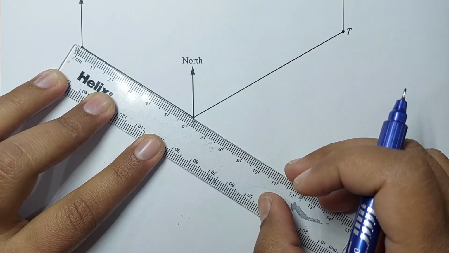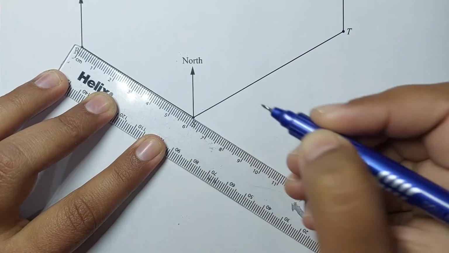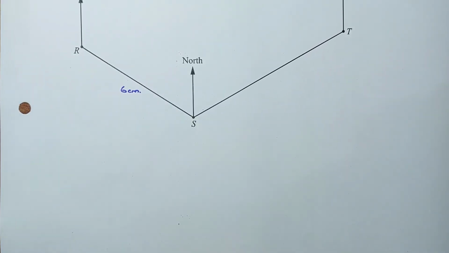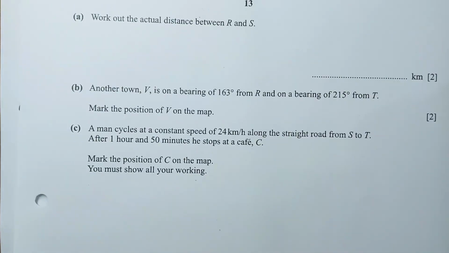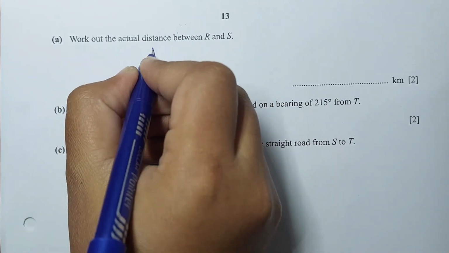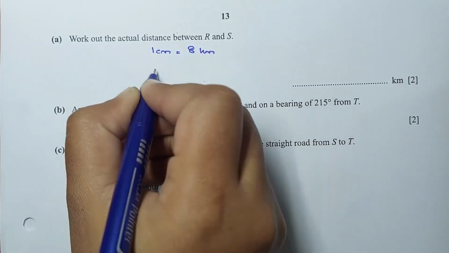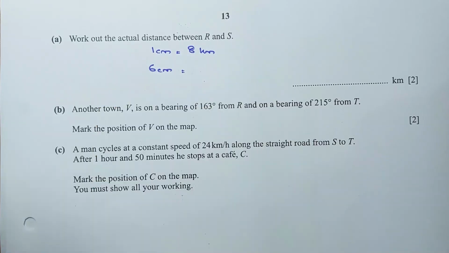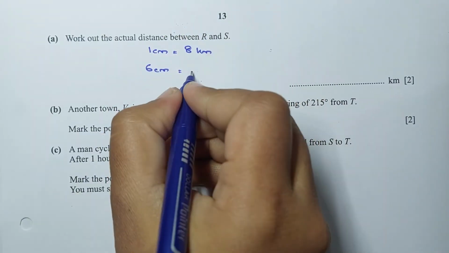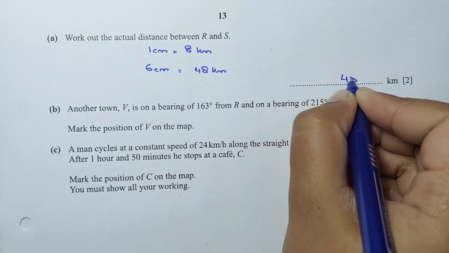So this distance is 6 centimeters from R to S. This is 6 centimeters, and we have to find the actual distance in terms of kilometers, right? And we have given the scale is 1 centimeter to 8 kilometers. So if 1 centimeter according to the scale represents 8 kilometers, what about 6 centimeters, which is 6 times 8, 48 kilometers. So this is 48, right?